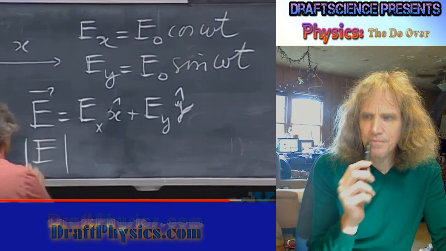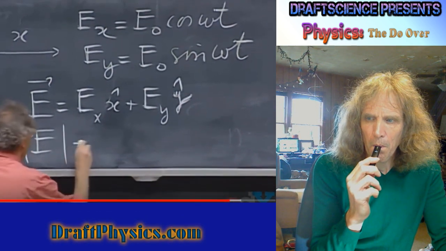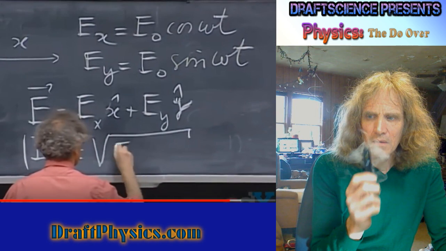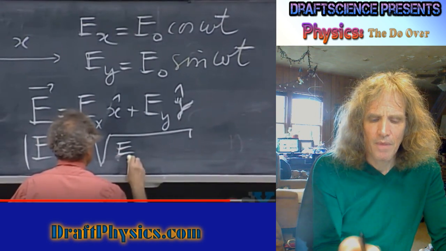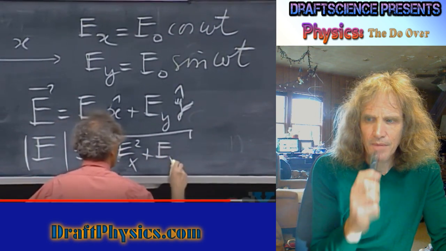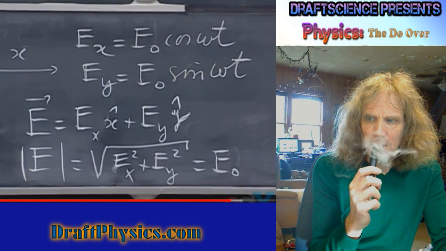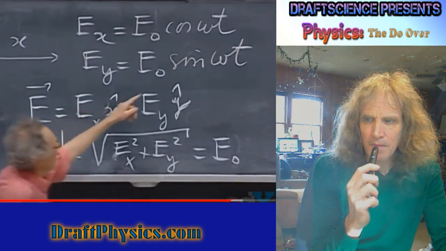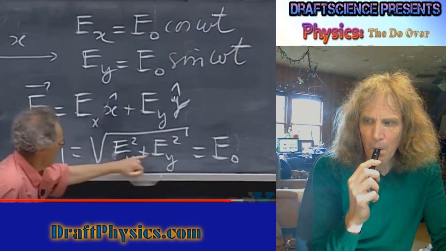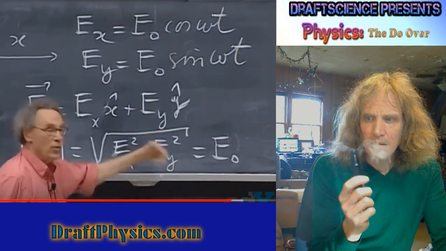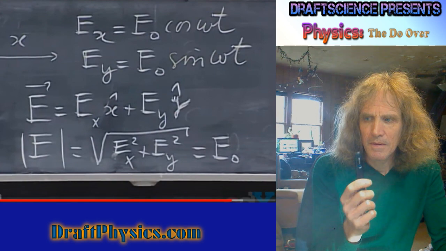And so the magnitude of this vector will be the square root of Ex squared plus Ey squared, and that is E0, because sine squared omega t plus cosine squared omega t is 1. And so you get under the square root E0 squared.